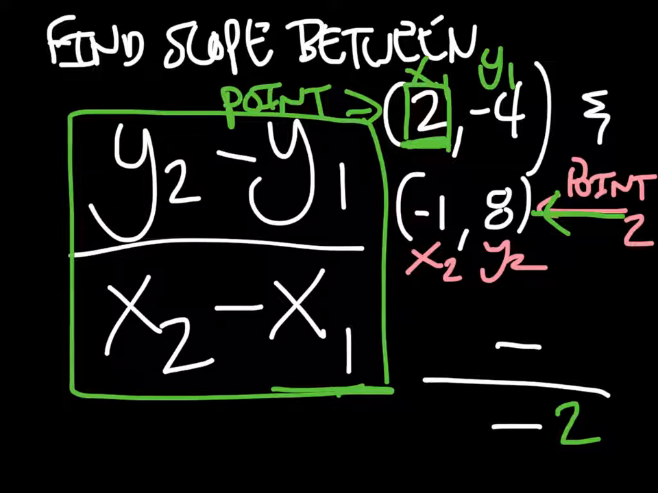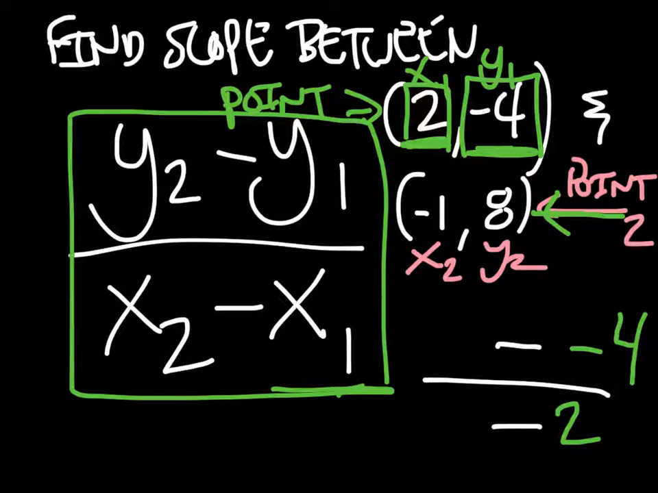I can finish it. Okay. Now the next point I'm going to go to is y1. Where does y1 go? Top right. So that's negative 4.